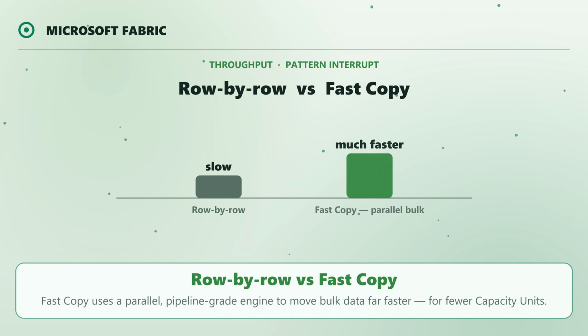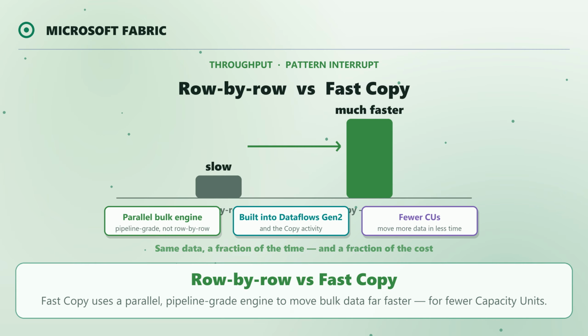Here's a question that quietly decides whether your platform feels fast or painful. How quickly can it actually move the bytes? The naive way to copy data is row by row: read a row, write a row, repeat. On a table with tens of millions of rows, that approach crawls. Fast copy is the answer.